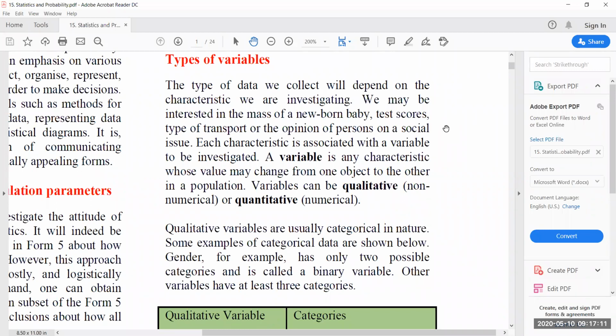You cannot assign a numerical value to how somebody feels, right? So feelings are an example of qualitative data. You cannot measure that, all right? You can try to quantify it, but you cannot give an exact measurement of it. That's qualitative data.